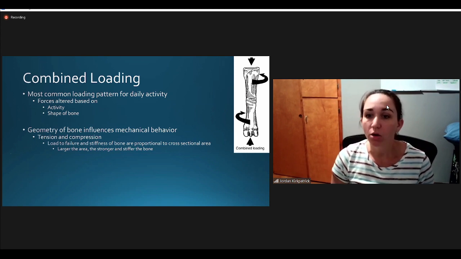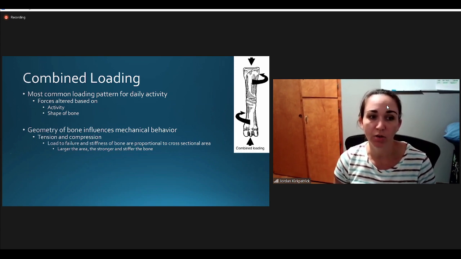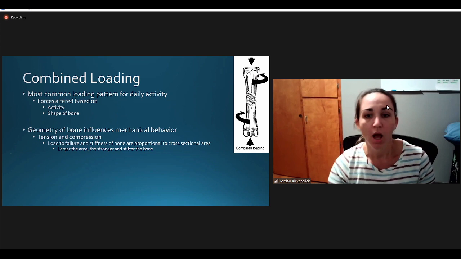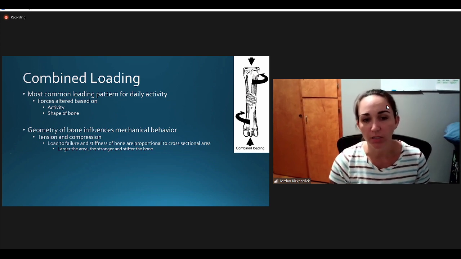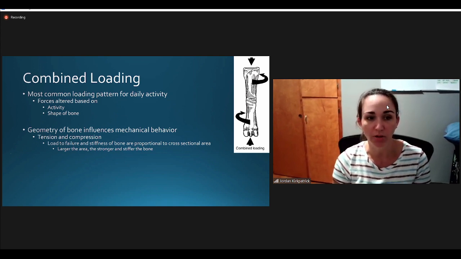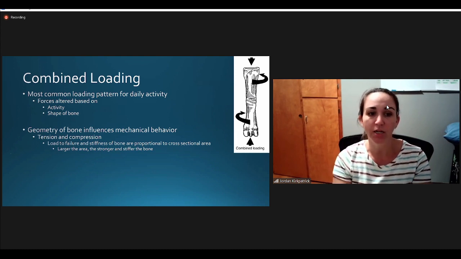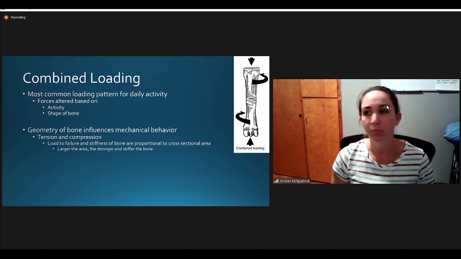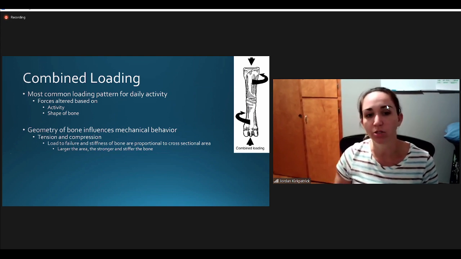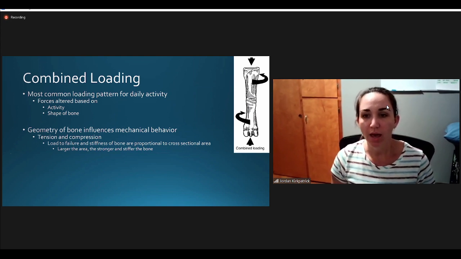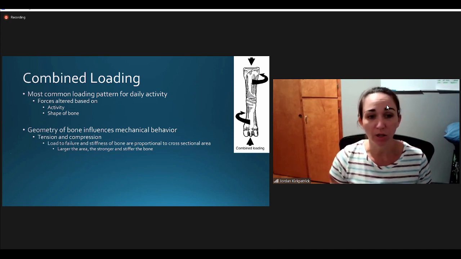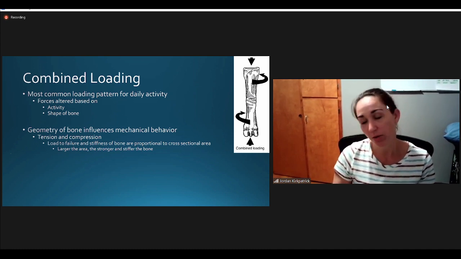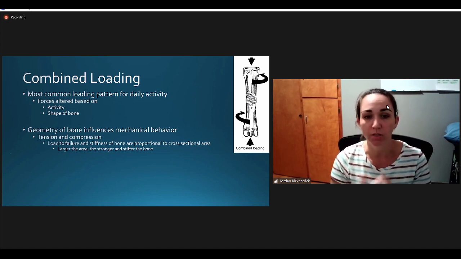Geometry of the bone also influences the behavior. In tension and compression, the load to failure and stiffness are proportional to the cross-sectional area. So the larger the area, the larger the bone, the stronger and stiffer it is. Like your femur is going to be stronger and stiffer than your ulna because it is a bigger bone. It has a larger area. So it's also going to take more force theoretically to fracture your femur versus your ulna.